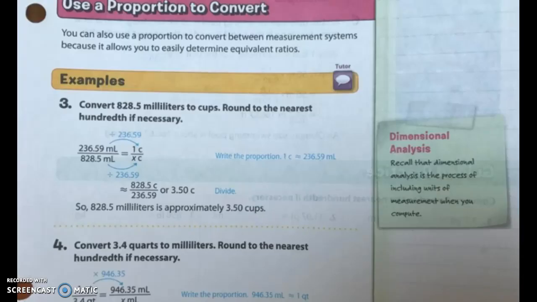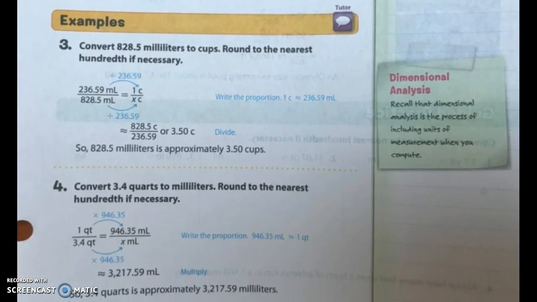Let's move on to the next example. On this example, we're actually looking at converting using a proportion. And converting using a proportion is always an option. They're showing us here that, remember, 1 cup is equal to 236.59 milliliters. They got that from the table in the beginning of the chapter.